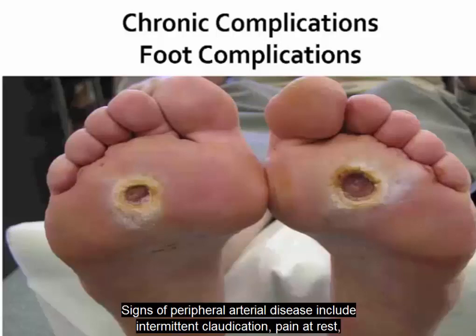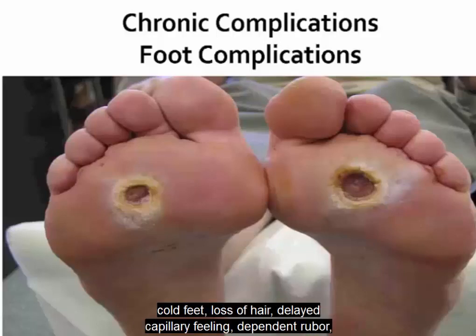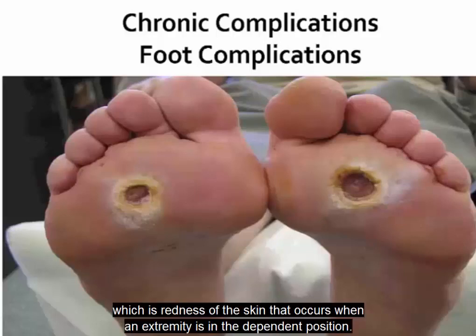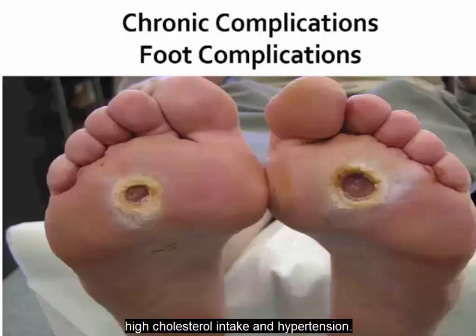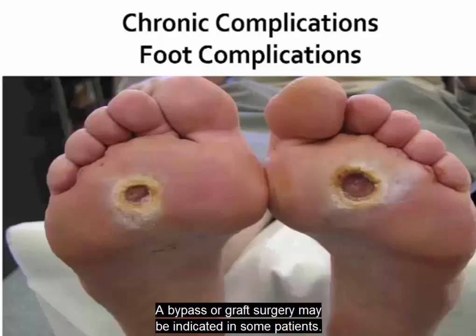Signs of peripheral artery disease include intermittent claudication, pain at rest, cold feet, loss of hair, delayed capillary filling, and dependent rubor, which is redness of the skin that occurs when the extremity is in the dependent position. Management includes control or reduction of risk factors, particularly smoking, high cholesterol intake, and hypertension. A bypass or graft surgery may be indicated in some patients.